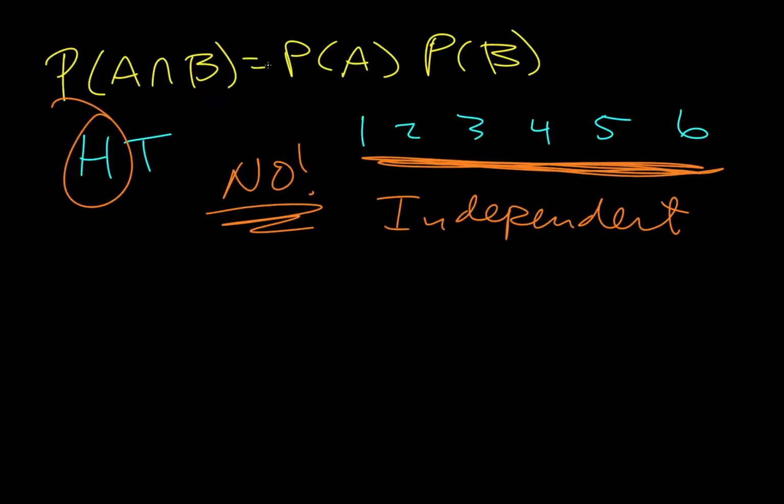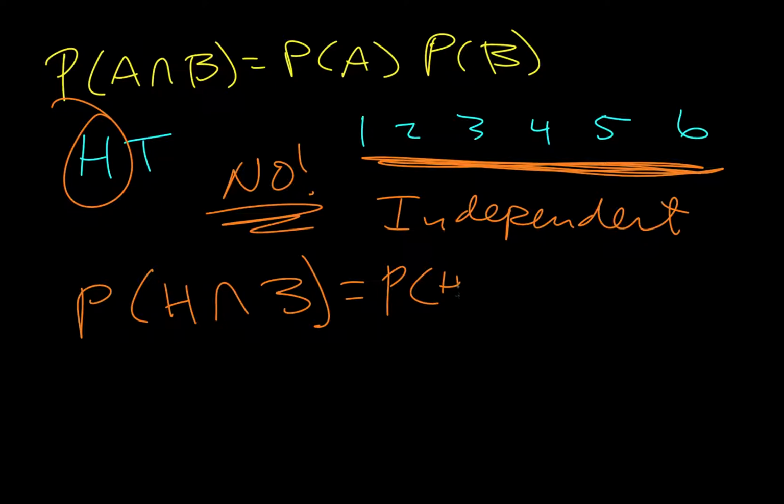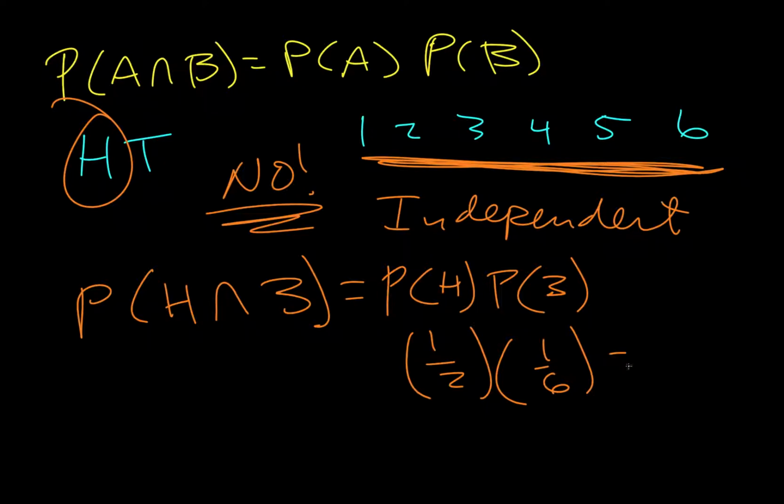It says a coin is tossed and a die is rolled simultaneously. Determine the probability of getting a head and a 3 without using a grid. So we want the probability of getting heads and a 3. That's the same as the probability of getting heads times the probability of rolling a 3. This probability is 1/2, this probability is 1/6, so the answer would be 1/12. 1 times 1 is 1, 2 times 6 is 12.